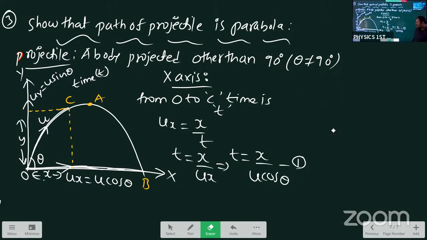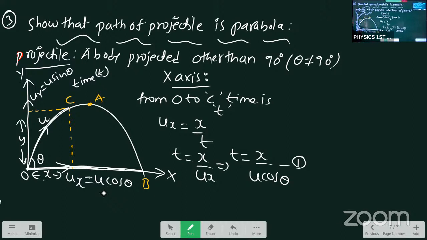Again I am repeating: what is a projectile? A body projected at an angle other than 90 degrees. Then the graph of its path is a parabola. U is the initial velocity. We take two components, one x component and one y component. The x component is ux equals u cos theta. The y component is uy equals u sin theta. One is the vertical component, one is the horizontal component.